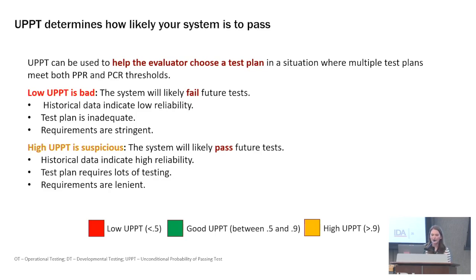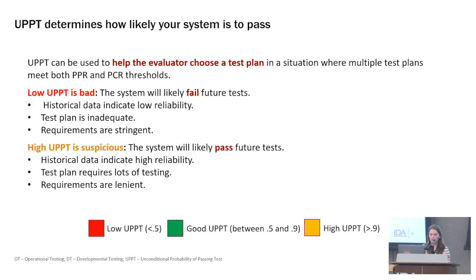The reason for that is that a low probability of passing the test means that the system is very likely going to fail future tests. This can happen when your historical data indicates that there's very low reliability, the test plan is just inadequate, meaning that it didn't require many hours of testing, or your requirements are very stringent. This is not a situation you would want to run into, right? You want to pick a test plan that's flexible to your incoming data.